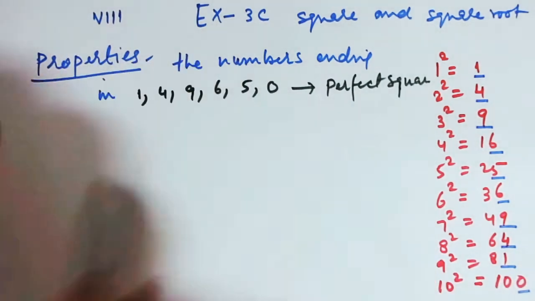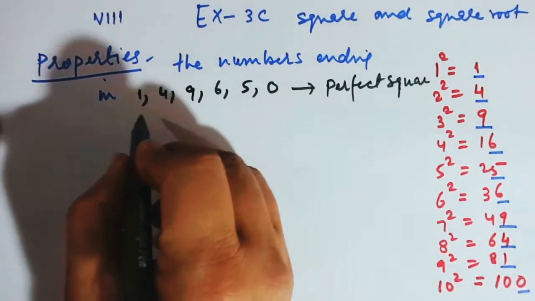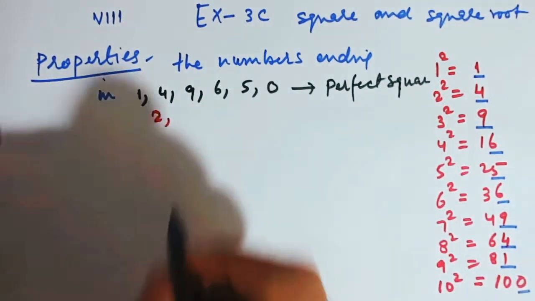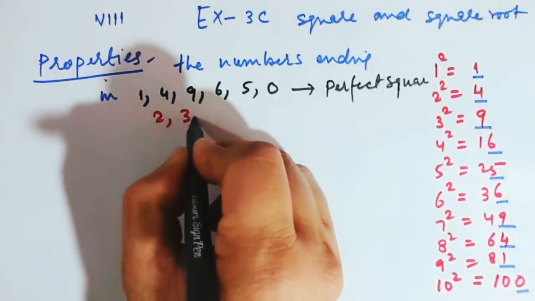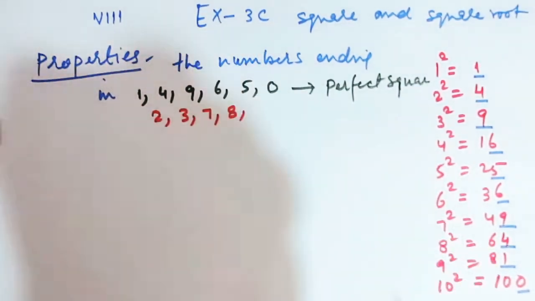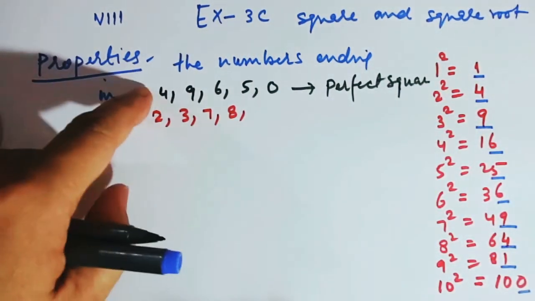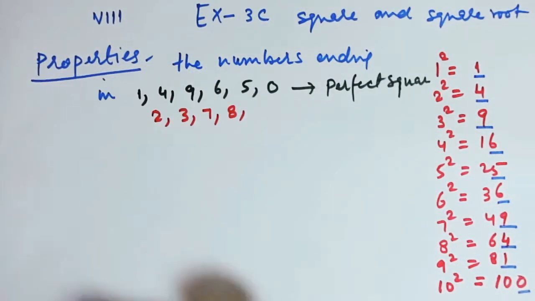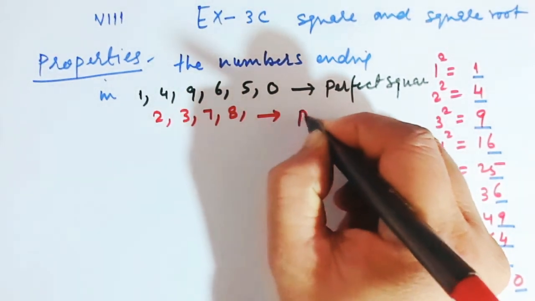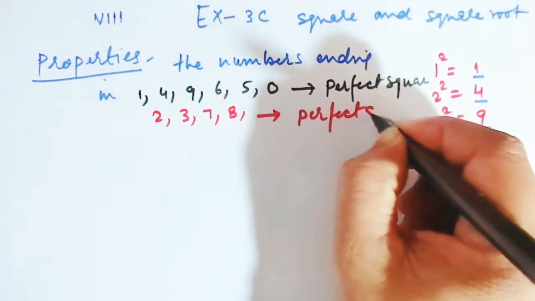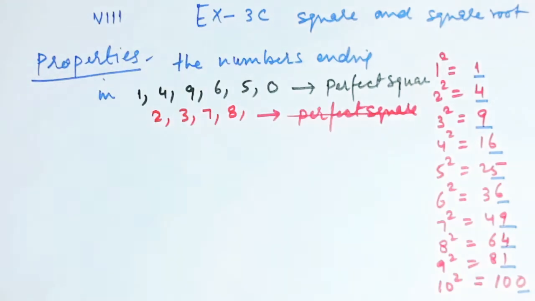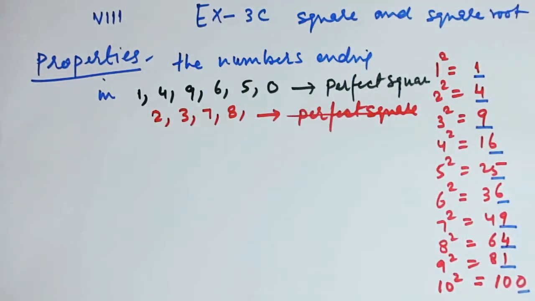Now apart from this, you find that 2 is missing. If a number ends in 2, or 3, or 7 or 8, that is 2, 3, 7, 8, then in that case they cannot be perfect squares. They cannot be perfect squares. Clear?